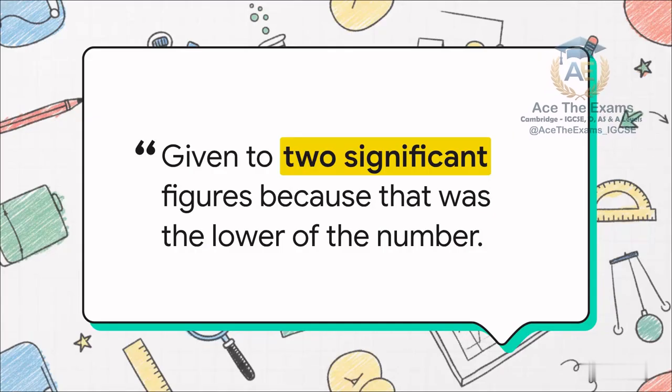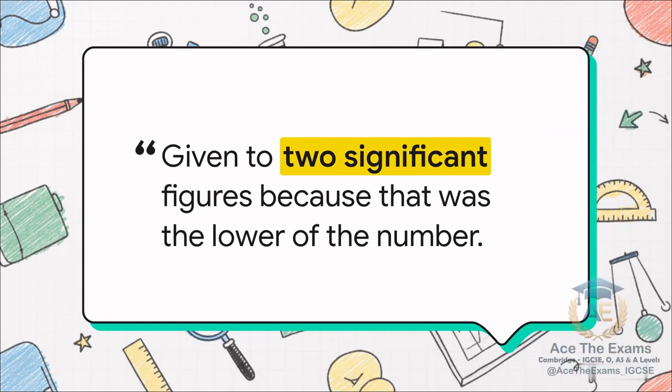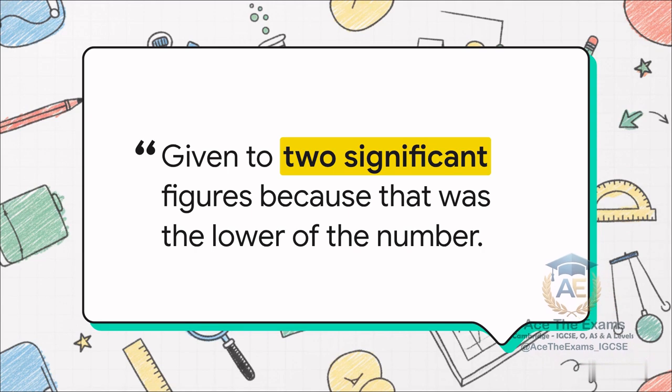Wait, why 2.1? Because, as the official rule explicitly states, you must use the lowest number of significant figures from your substituted values. Look at the inputs. 4.16 has 3 significant figures, but 2.0 only has 2. Therefore, the lowest number is 2, meaning your final answer must be strictly restricted to 2 significant figures.